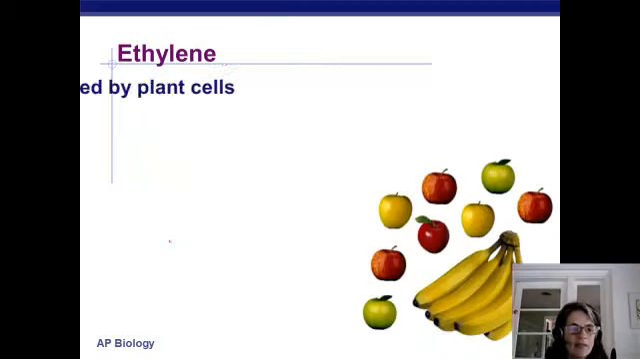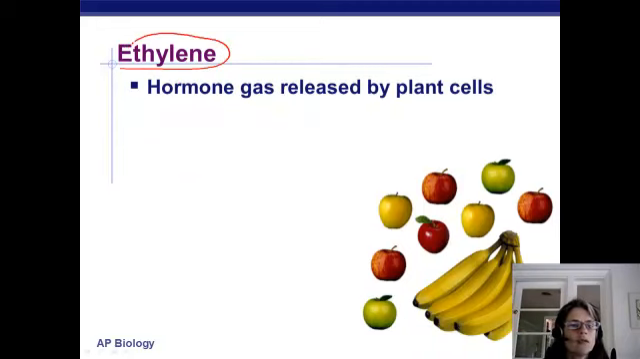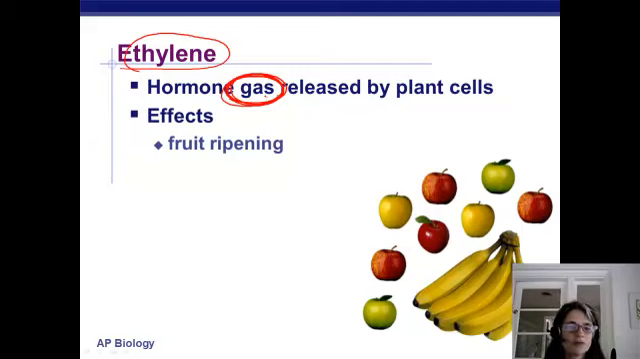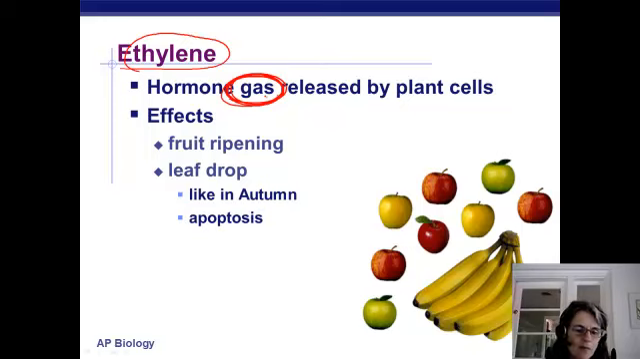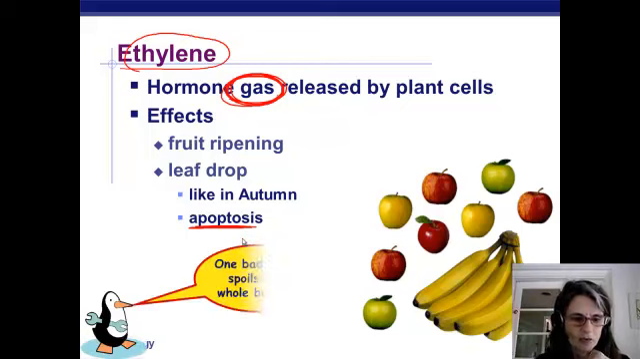Okay? Ethylene. Ethylene is the only hormone that is a gas. It's the only one. And plant cells will release it, and its effects are to cause fruit to ripen. If you want bananas to ripen, if you put them in a bag and close up the bag, if one is ripening at a little faster rate than the others, it'll produce ethylene, which will encourage the others to begin to ripen as well. Ethylene can also have a role in leaf drop, apoptosis, cell death, programmed cell death, making the leaves drop off of the trees and so on.